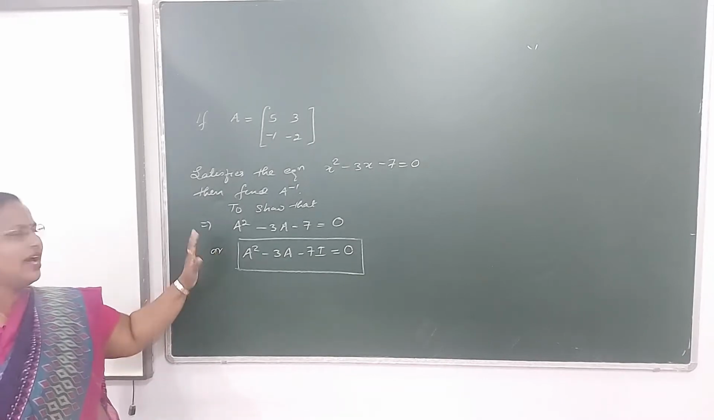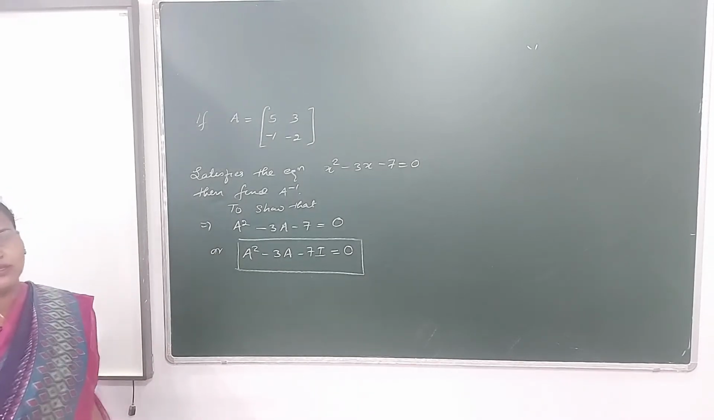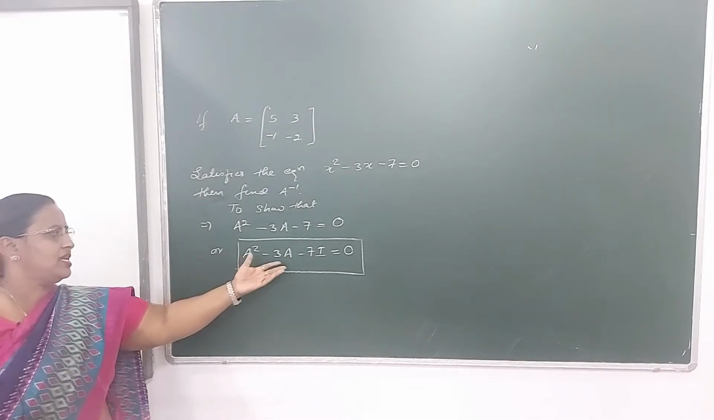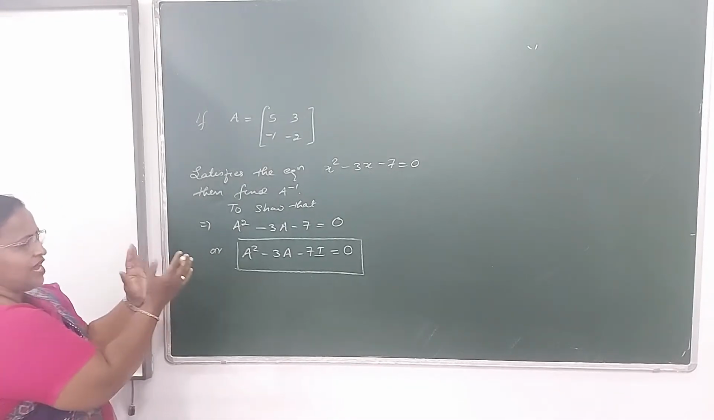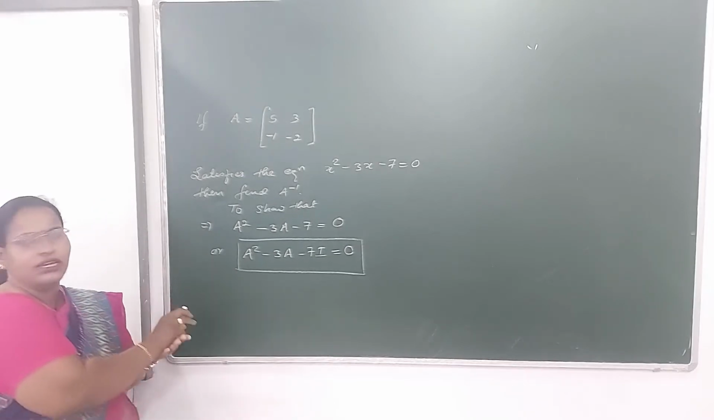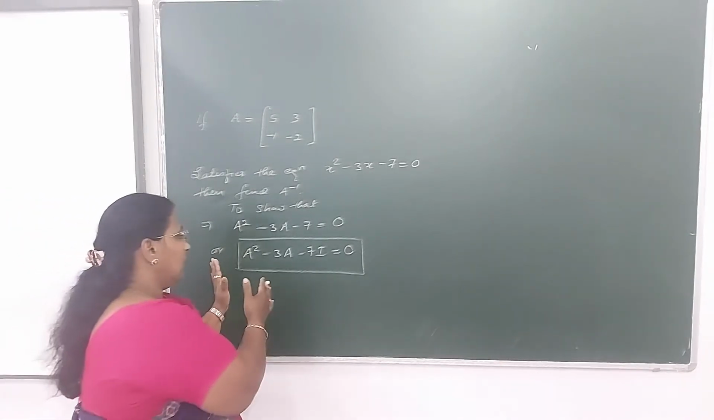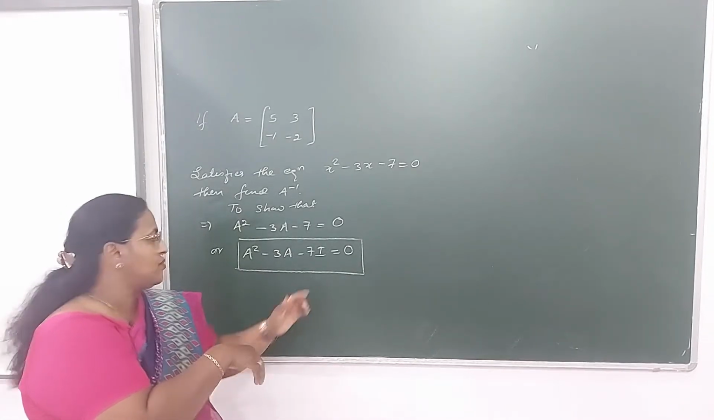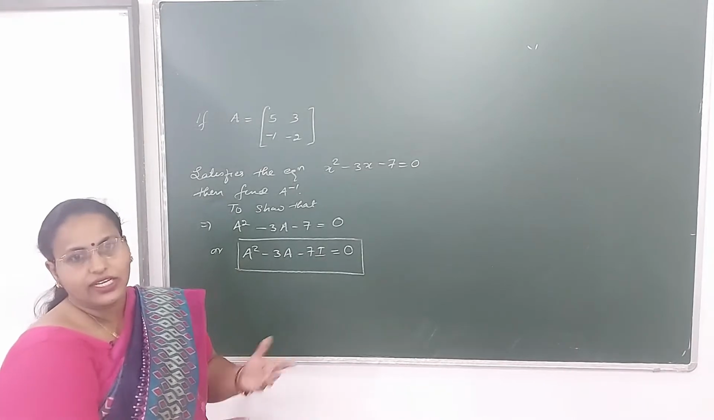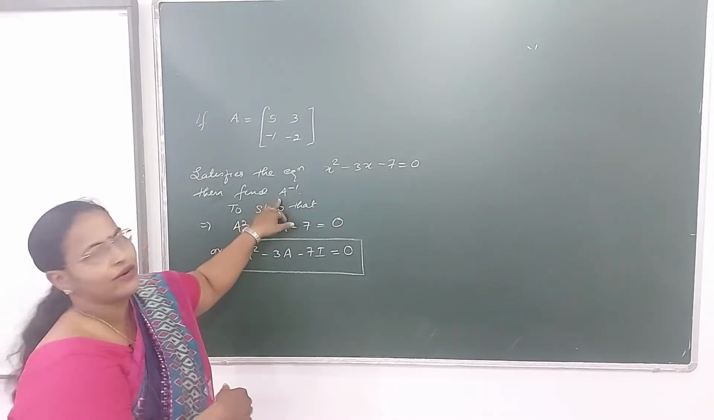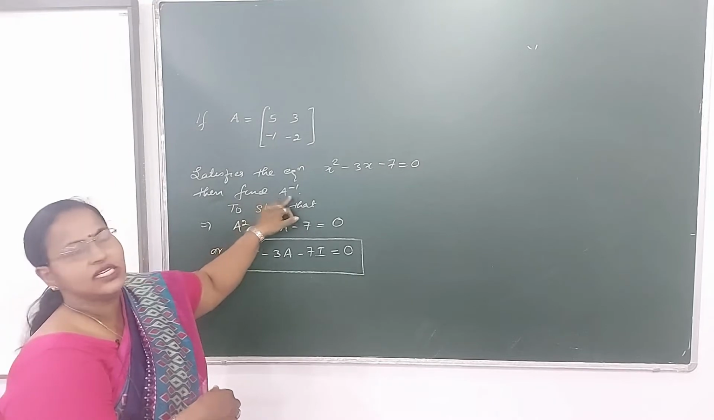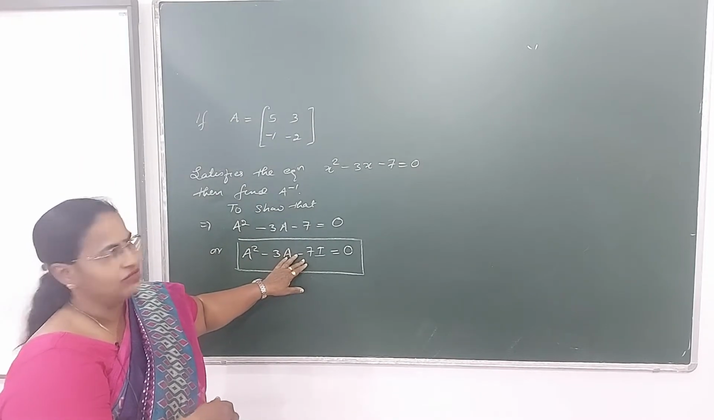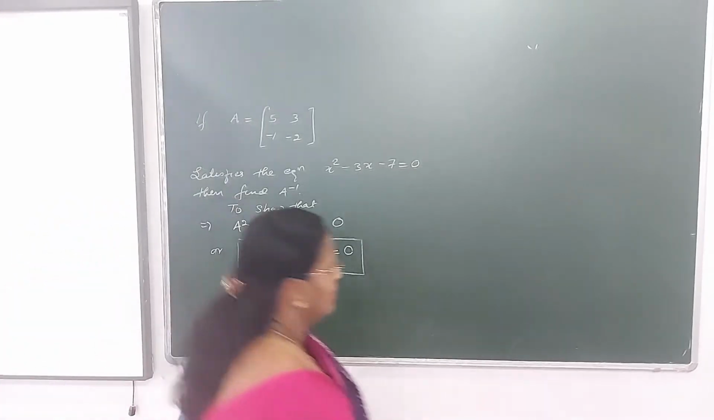In my earlier video I have already told how to do this. So what is the procedure? You will find out A square, you will find out 3A and 7I. You will place the values in the left hand side, open the brackets, simplify it, subtract the terms, and finally the result should be a null matrix. So let us go for this, and the second part we'll do later on. What is that? Find A inverse. That means this particular result we'll be using and we'll find out A inverse. So let us start, children.